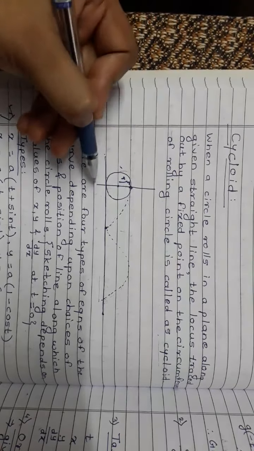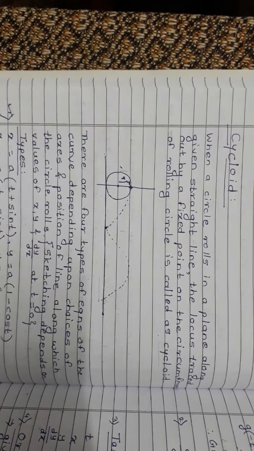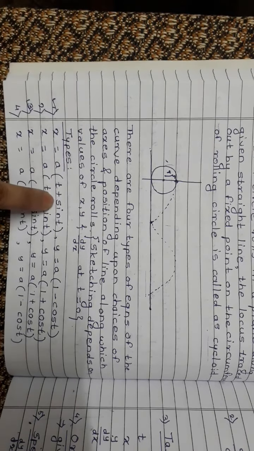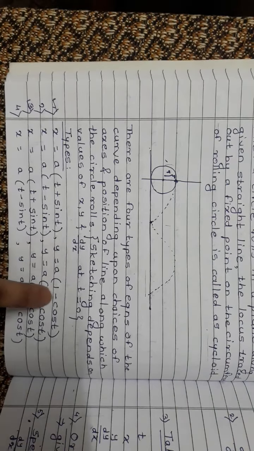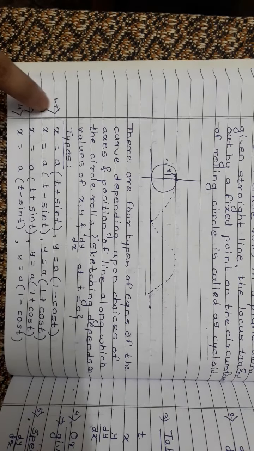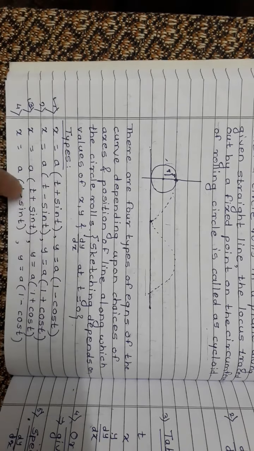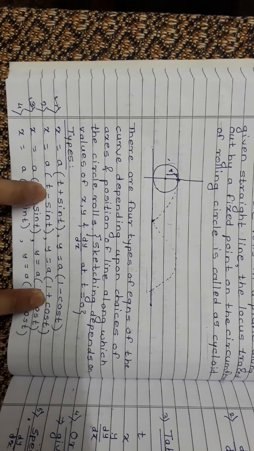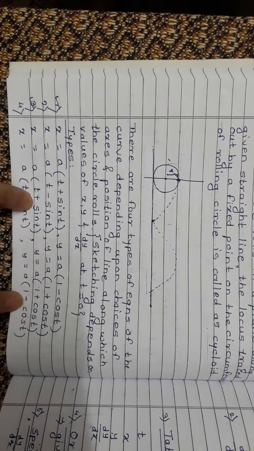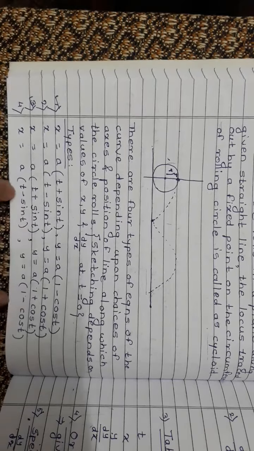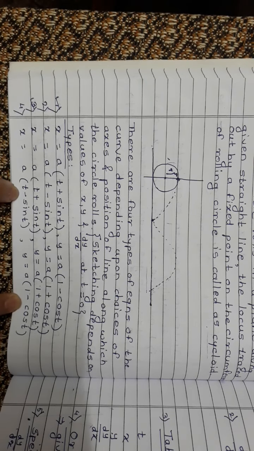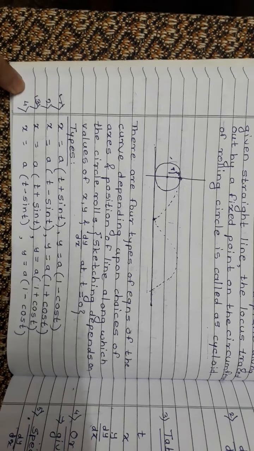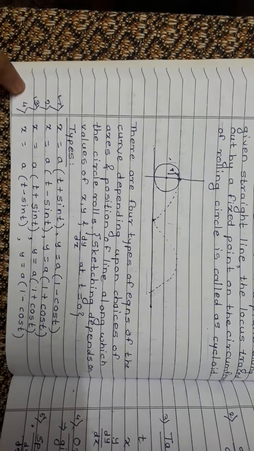Depending on the axis, there are four types of cycloid. The first type is x equals a into t plus sine t, y equals a into 1 minus cos t. And in the remaining three types, only the middle signs in the equations are going to change. For example, in the second one, the first middle sign is minus and the second one is plus. Then in the next one, both signs are plus, and in the next one, both signs are minus. So today I am going to trace the first curve, and accordingly you can trace the remaining three. So let's start with that.